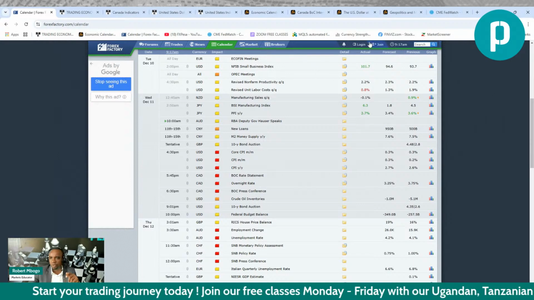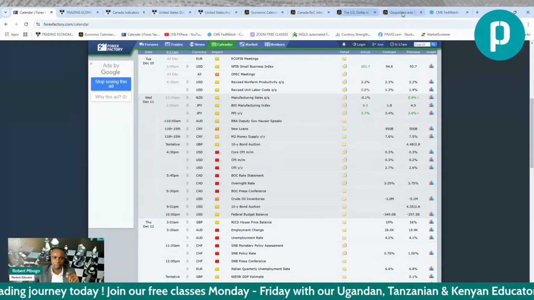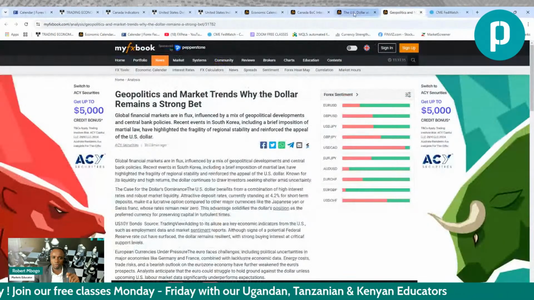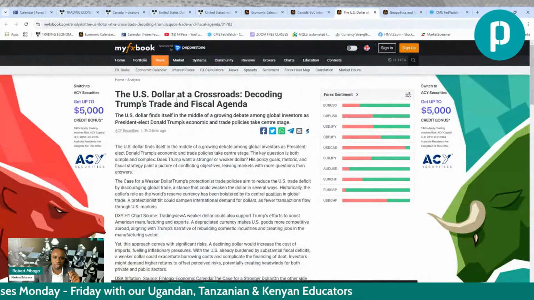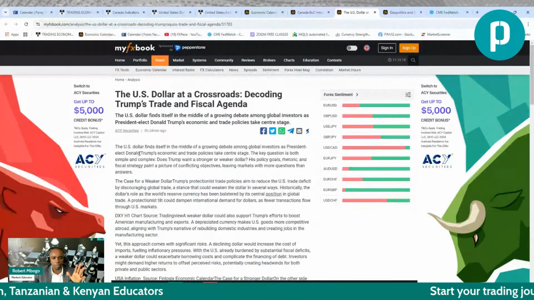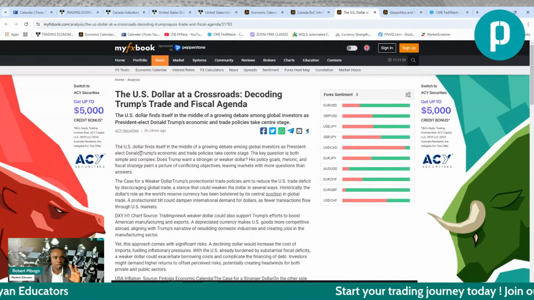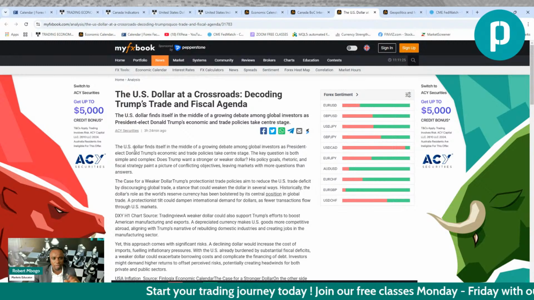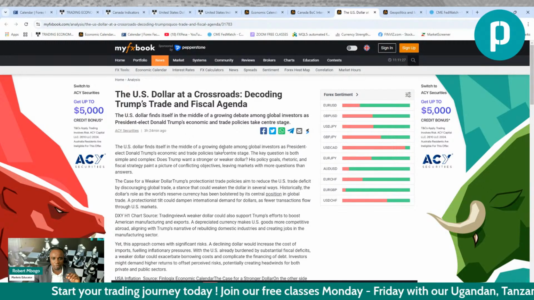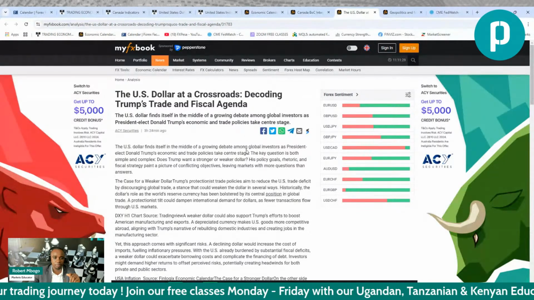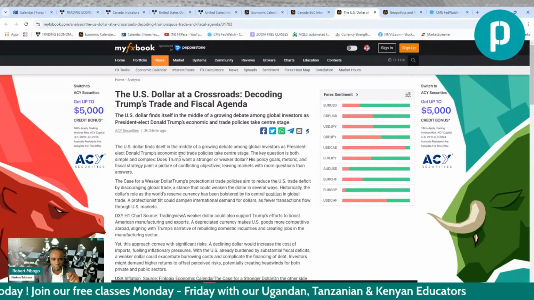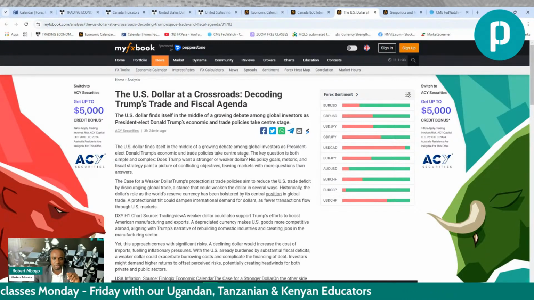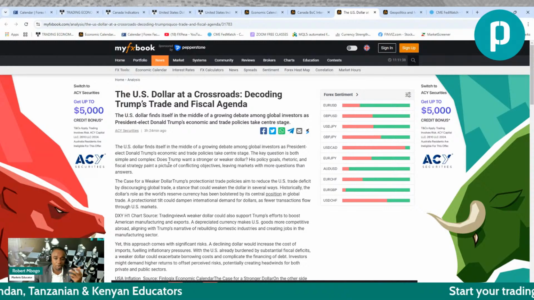There's some news I was going through, the geopolitics over here on the dollar, on how the US dollar is at a crossroads, decoding Trump's trade and fiscal agenda. So we can see there is a case for a strong dollar and there's a case for a weak dollar. So the US dollar finds itself in the middle of a growing debate among global investors as President-elect Donald Trump's economic and trade policies take center stage. The key question is both simple and complex. Does Trump want a stronger or a weaker dollar?